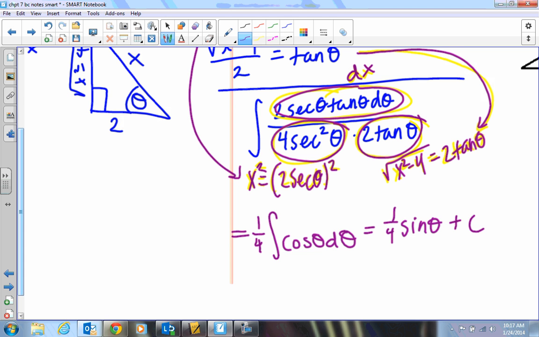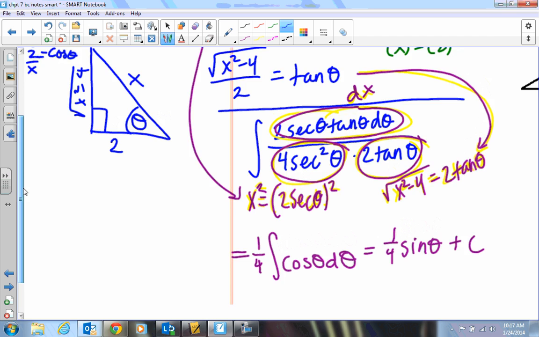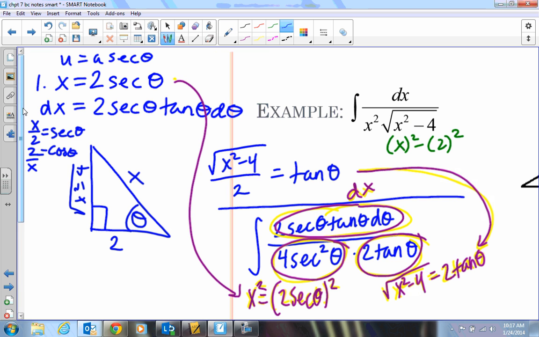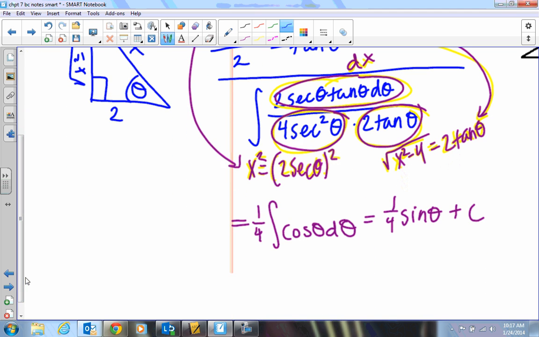Are you done? No. You started in x's, so you have to end in x's. Sine theta. How do I know what sine theta is? You have a triangle. We have a triangle. We do have.